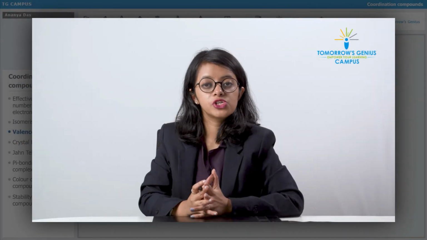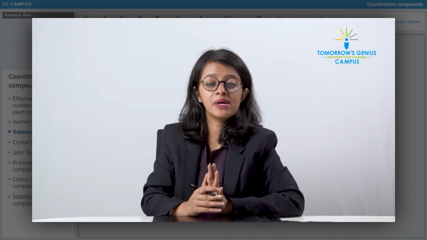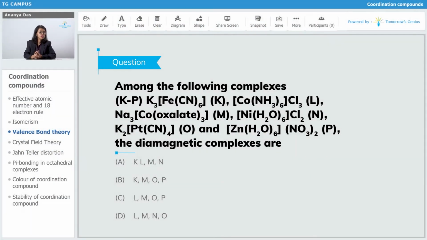Now we come to a question which asks you which of the complexes is diamagnetic or paramagnetic. It gives you complexes from K to P: K, L, M, N, O, P, and gives you options and asks you which of these are diamagnetic complexes. So first let's check if K is a diamagnetic or a paramagnetic complex.